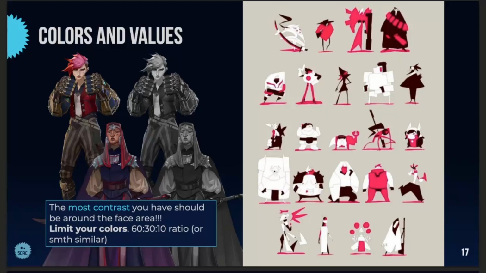Oh, wait. Do you have any suggestions on having variety in your character sizes and being mindful of not having your characters all be the same shape?